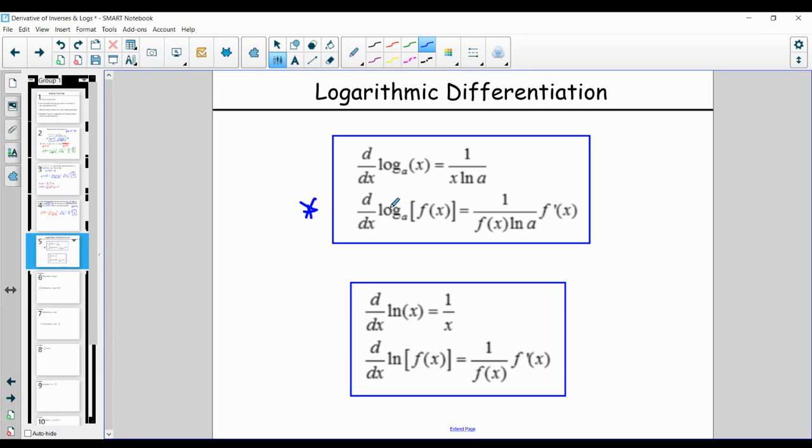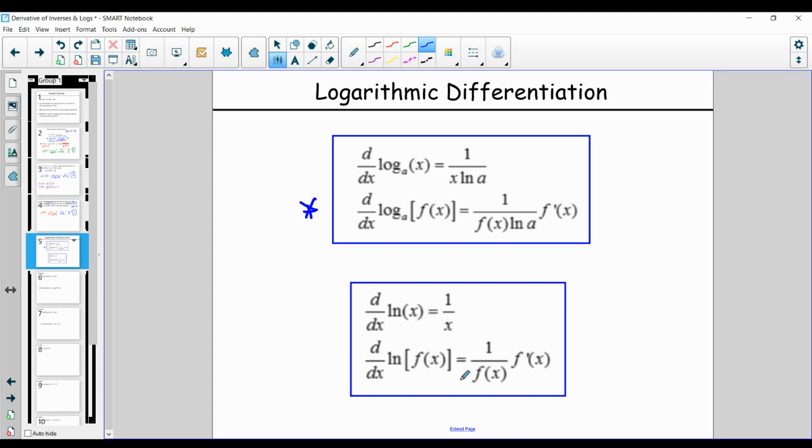So the derivative of a log with a base a of f of x, some function, is equal to 1 over the function times the ln of a, which is your base, times the derivative of the function. Okay, so you can use that idea for the first one as well, but when the derivative is just 1, you don't really need to multiply by 1.